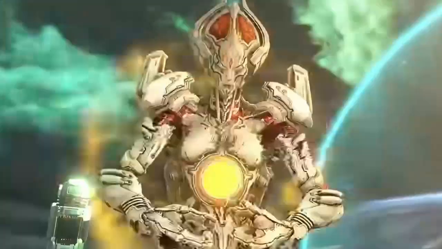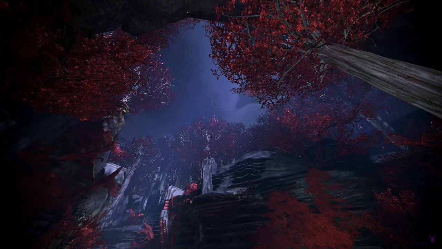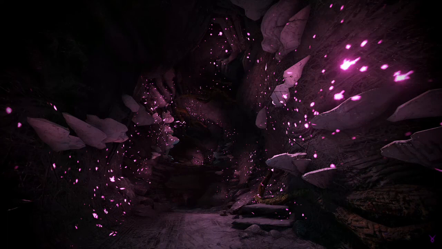URDAK is the homeworld of the Makers. A higher dimension diametrically opposed to Hell on a higher plane of existence, being Heaven itself. It is a hub of incorporeal, transcendent technology powered by purified Argent energy, and is a living entity made by the souls of dead Makers.